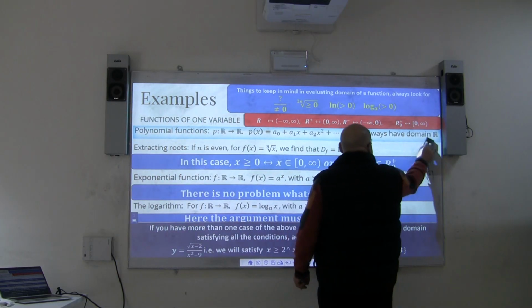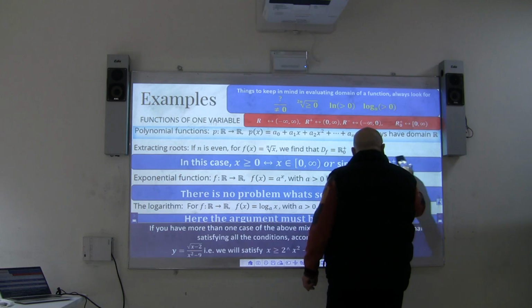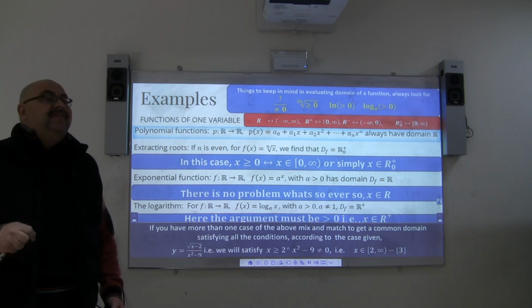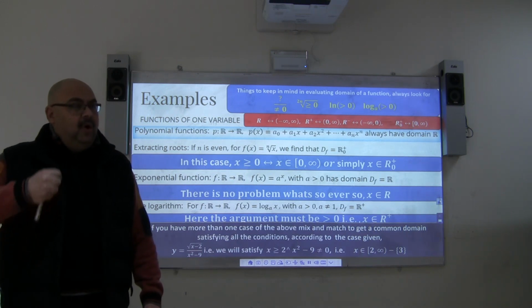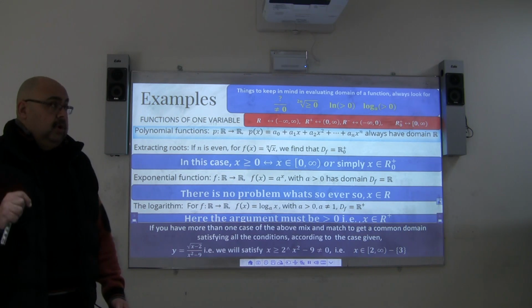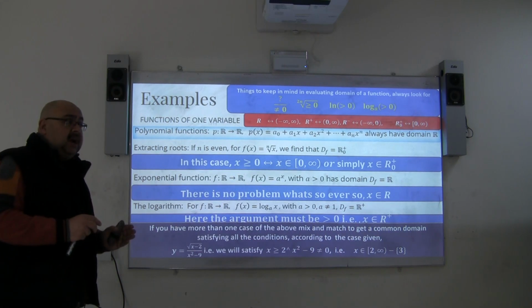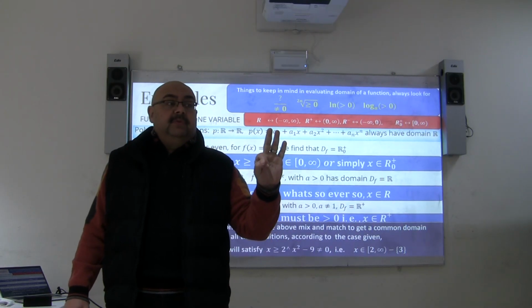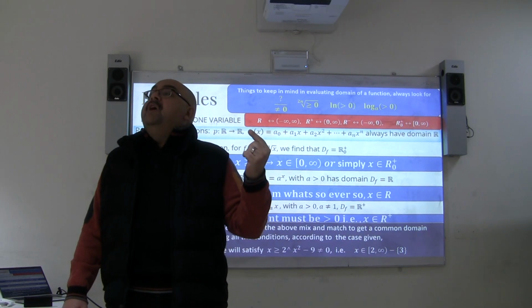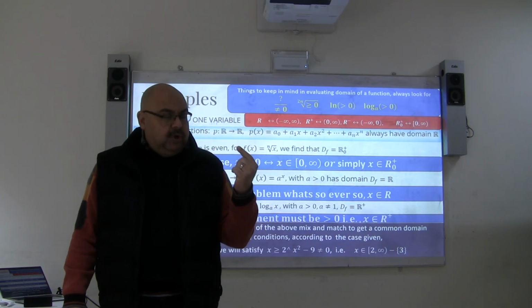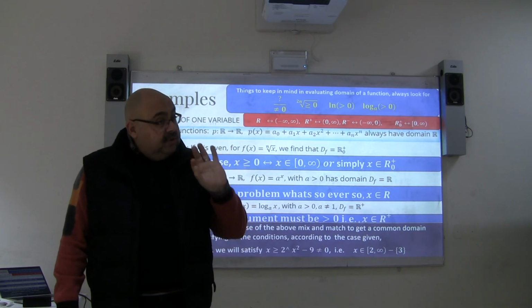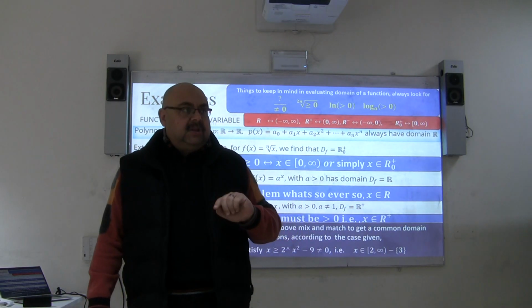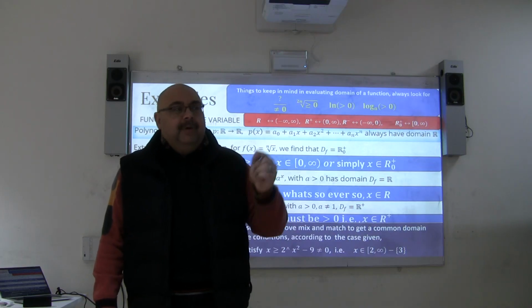Once more, the domain is the set of values of x, the independent variable, for which the function will give defined values of the dependent variable. This discussion also applies to the three types of functions. Do you remember them? The three types of functions: functions in one variable, the same discussion goes for functions in several variables, and the same discussion goes for vector valued functions.